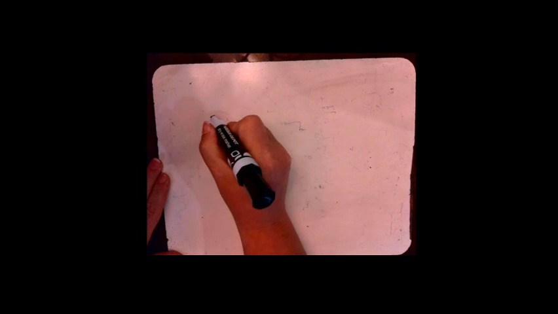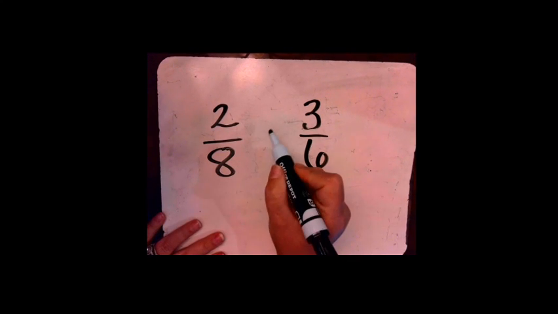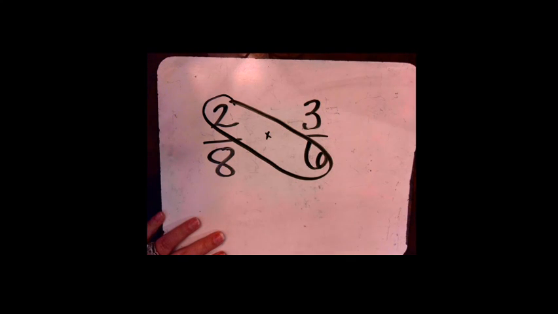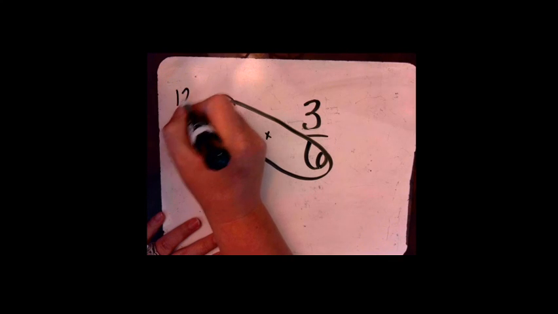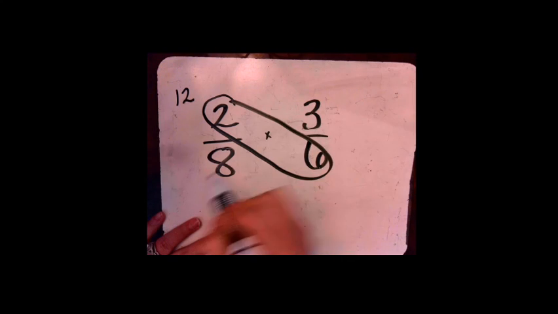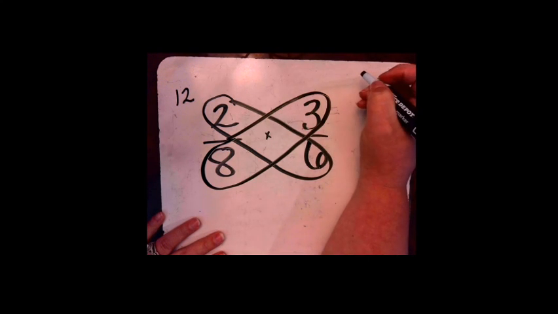Let's do 2 eighths, and let's do 3 sixths. Okay? All right, let's cross multiply. Remember, when we think about cross multiply, you can even put your little X in if you need to, just so you remember what to do. 2 times 6 equals 12. Okay. Now we cross multiply. Remember, think of a big X. So now we got to do this X. 8 times 3 is 24.